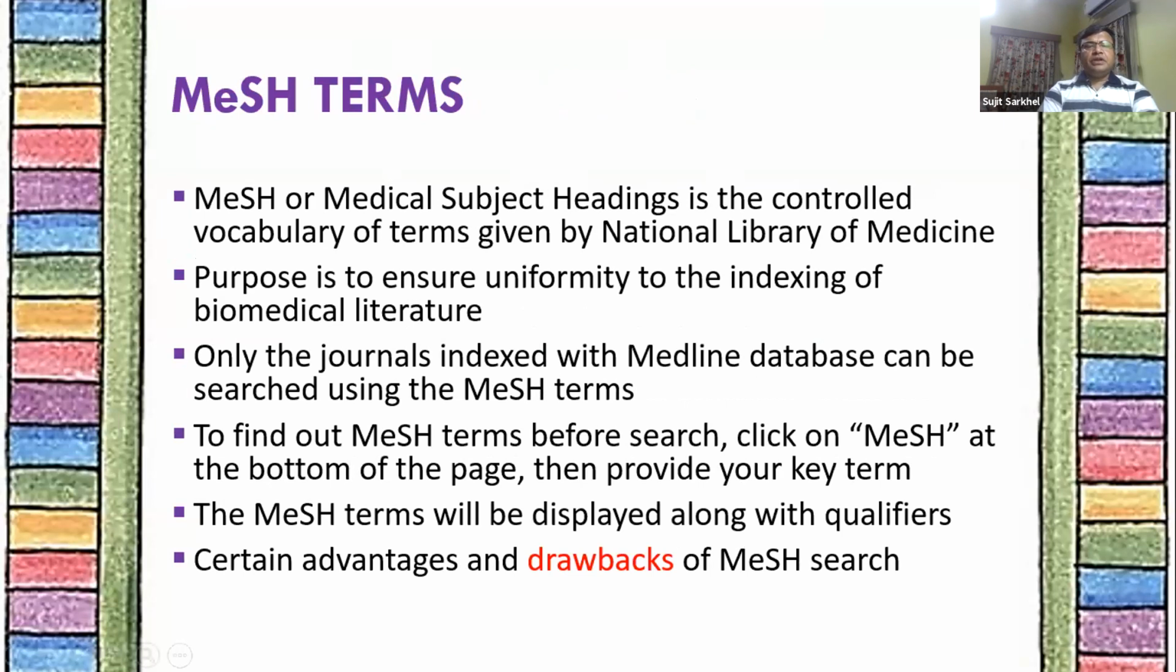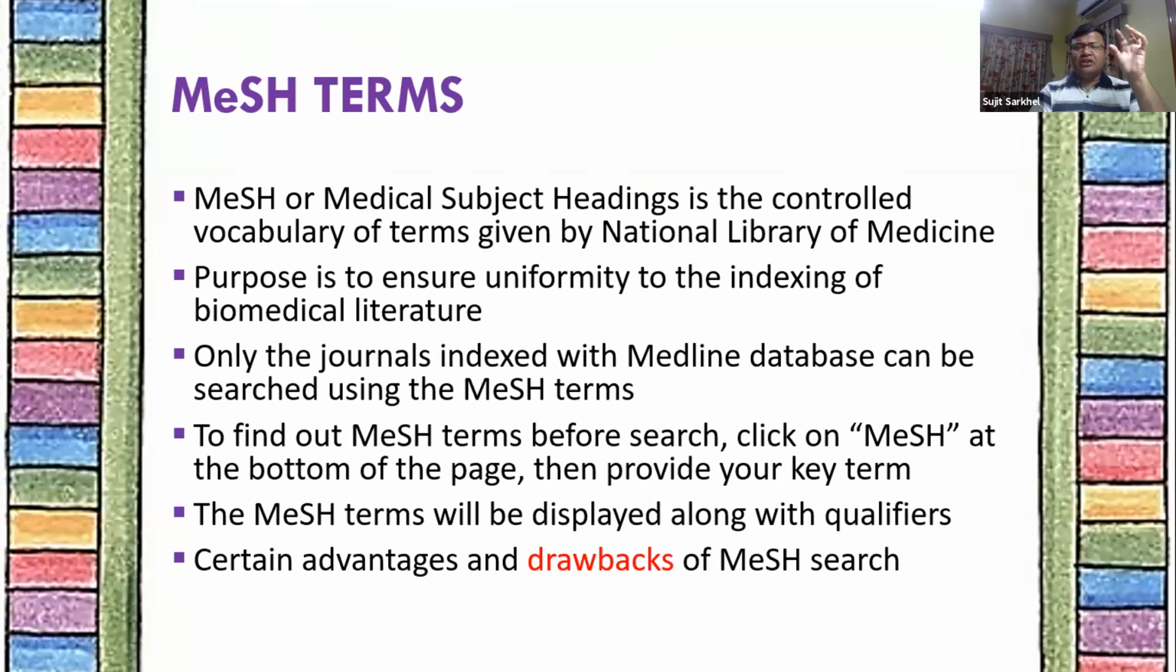Coming to MeSH terms. Now, what is MeSH? MeSH is basically also known as Medical Subject Headings. Medical Subject Headings is basically a controlled list of vocabulary of terms given by the National Library of Medicine. So, the basic idea is to generate a specific list of vocabulary so that it is easier to search. Supposing I may be searching for a patient with schizophrenia, a patient with paranoid schizophrenia, or a patient with hebephrenic schizophrenia. So there can be so many related terms.